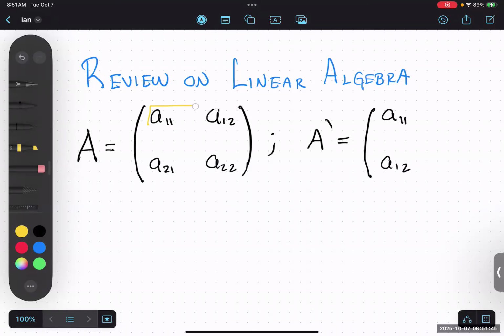And you can do something similar for my other row, which is this one, which means that my second new column is now going to be A21, A22. And that's the concept of the transpose of a matrix. You only change rows for columns.